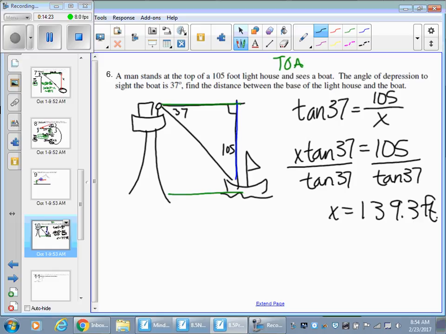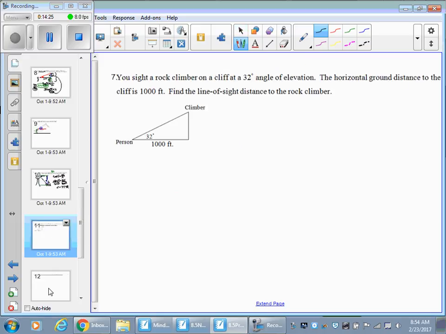Okay, last one. You sight a rock climber on a cliff at a 32 degree angle of elevation. The horizontal ground distance to the person is 1,000 feet. And now we want to find the line of sight. What's the line of sight? It's not that opposite side. It's going to be the line that you're looking at, that climber. So in order to figure this one out, we need SOHCAHTOA.